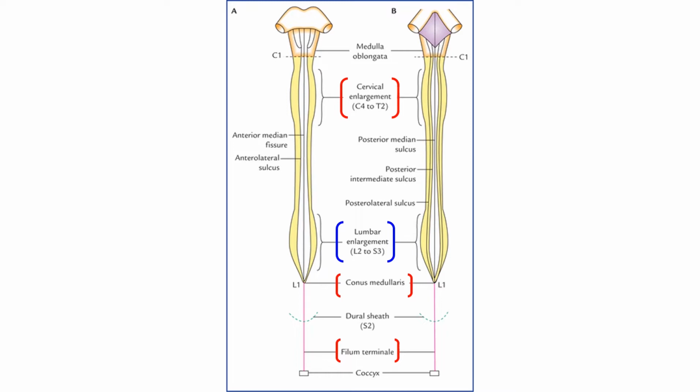Why do we have these enlargements? It's because these areas correspond to the upper limb in case of the cervical enlargement, and the lower limb in case of the lumbar enlargement. Now, upper limb and lower limb have many muscles, and these muscles need nerve supply, and therefore the spinal cord in these areas is going to have more nervous tissue.